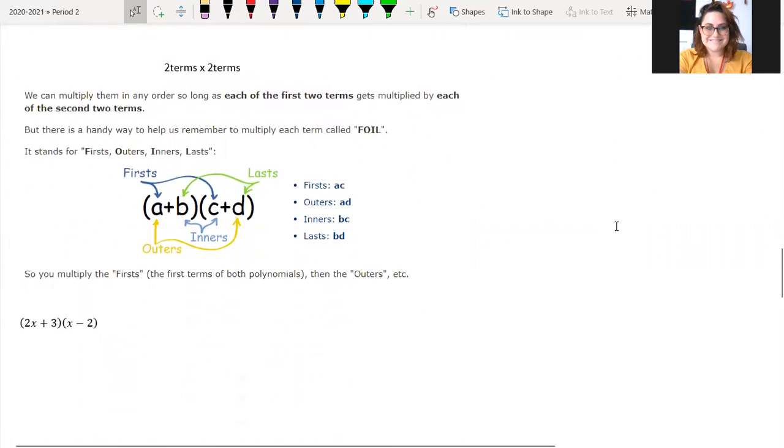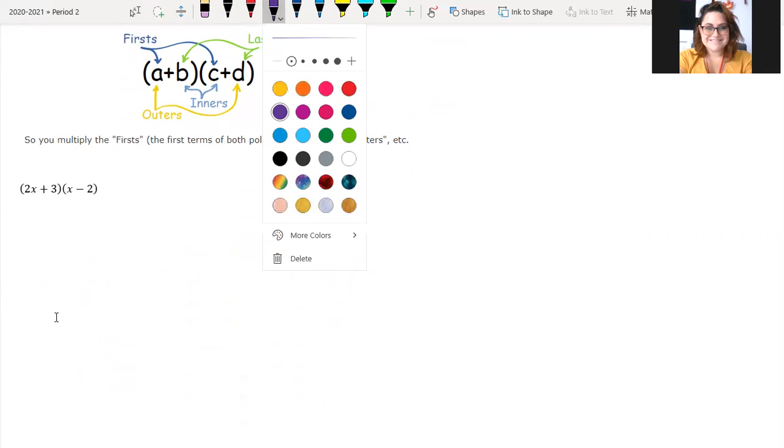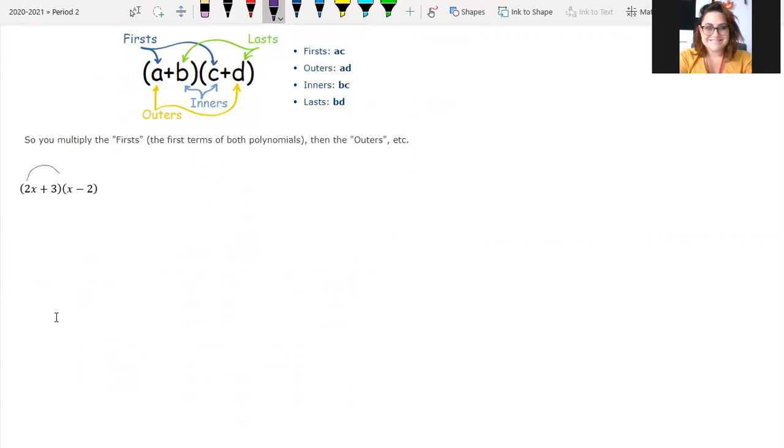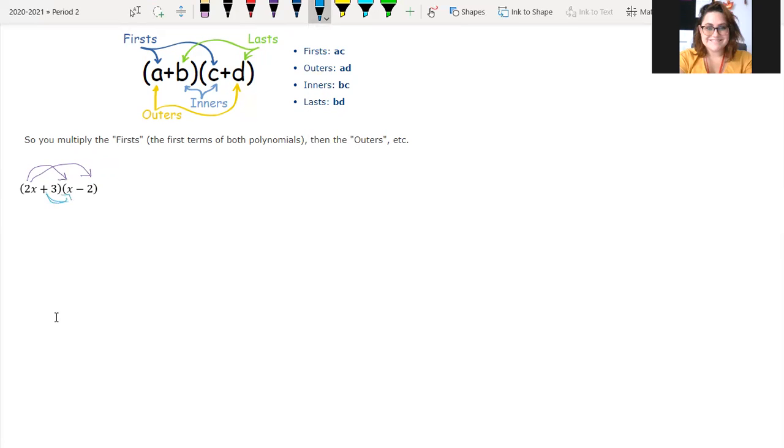2 terms times 2 terms, a binomial times a binomial. This is when we FOIL: first, outer, inner, last, which we've been doing for a while for the most part. So again, every term from the first binomial needs to go to the second binomial. So I'm going to take my 2x and distribute it everywhere. I'm going to do the same thing with the plus 3. We need to multiply it everywhere.